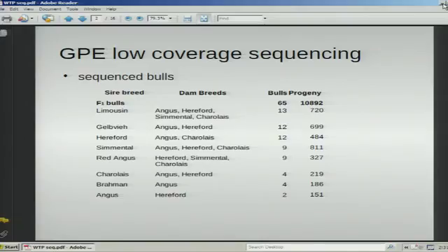These were all selected based on their influence in our population. We also have some F1 bulls, most of them F1 crosses of the cycle 7 breeds. We do have a few Brahman Angus F1s that were also sequenced.